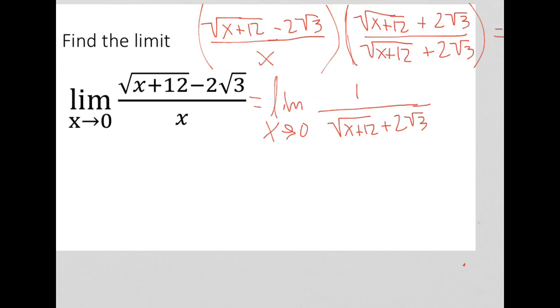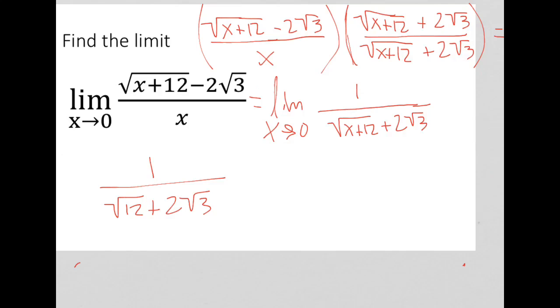So at this stage of the game, now I can just directly substitute in, and I will get 1 over the square root of 12 plus 2 root 3. And that is definitely your limit, but that's a really ugly number. You would never see that as an answer for a multiple choice AP question. So we need to simplify this, and we need to rationalize the denominator.